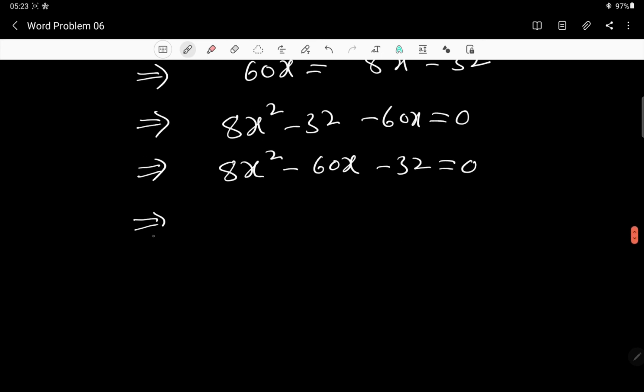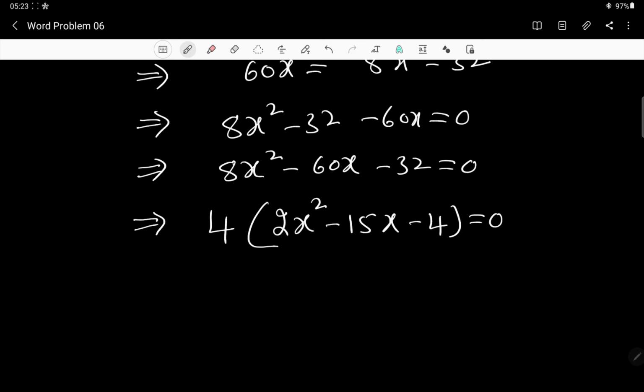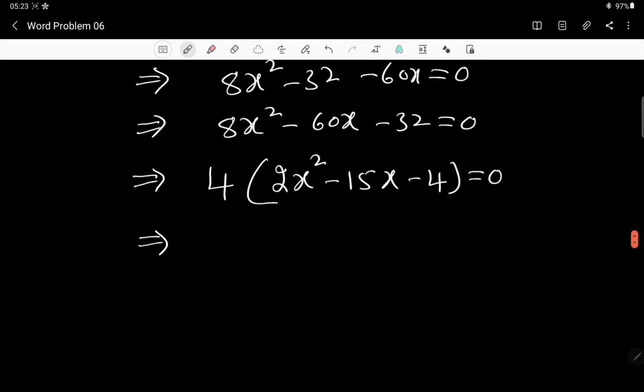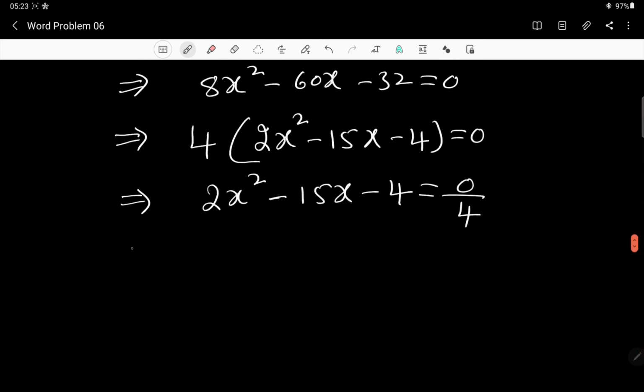All right, now let us take 8, 60 and 32, which means we can take 4 common. When 4 is taken common, it will become 2x square minus 15x minus 4 equal to 0. Now let me send this 0 by 4 to that side, that also becomes 0, right? So 2x square minus 15x minus 4 is equal to 0. So you must be having an idea about all these calculations.